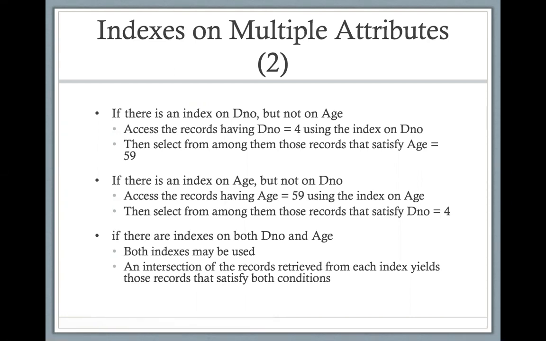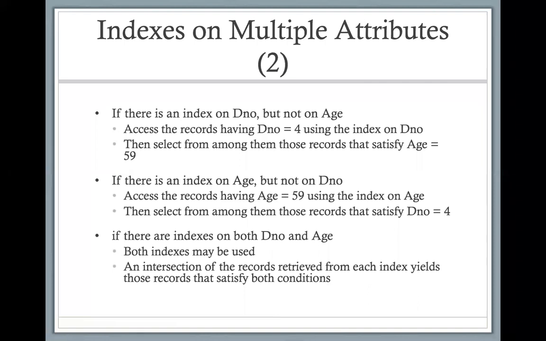Okay. If I have an index on both department number and age, I can use both of them at the same time. So this is great, yeah? So both indices may be used. I can use the first index on department number to get all employees in department number 4, use the second index on age separately to get all employees whose age is equal to 59.